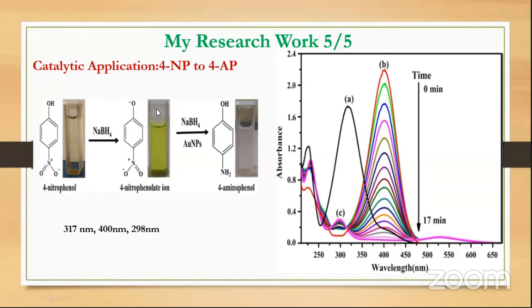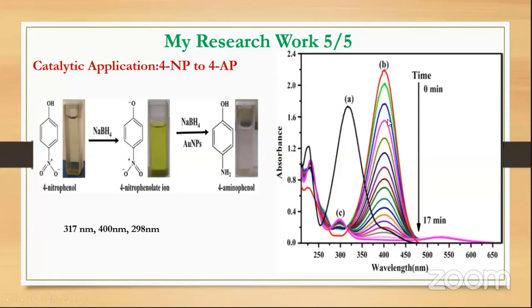Now we take the solution and add gold nanoparticles to it. By adding gold nanoparticles, 4-aminophenol forms within minutes only, 1 or 2 minutes, maximum 4 minutes. So how do we find this? See here, initially the peak intensity is high, at 0 minutes. As time increases, what happened here? The intensity of the peak reduces.